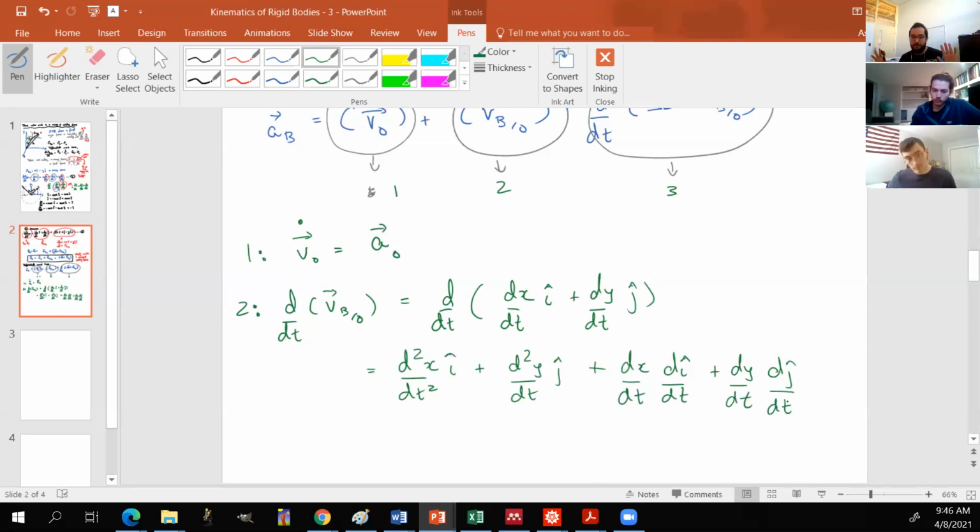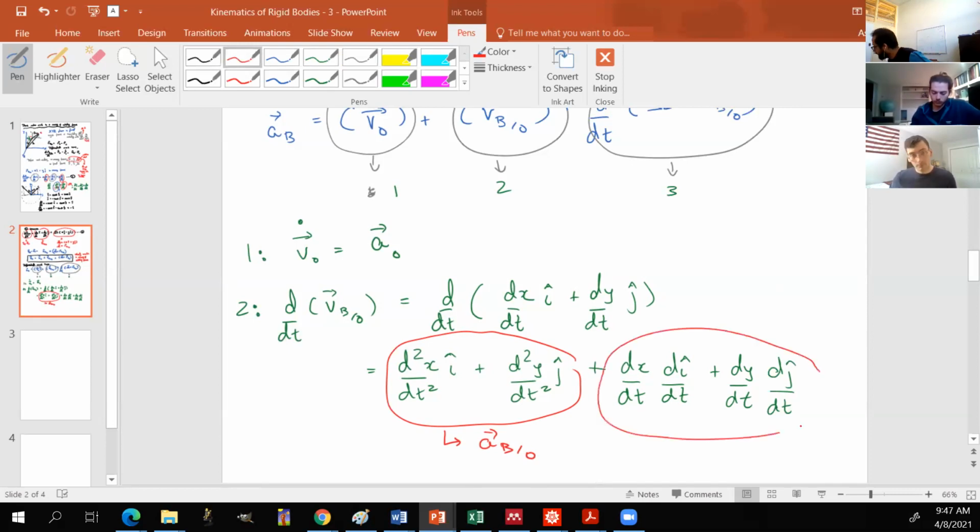Are you guys with me? Is that d2i over dt, with dt squared in the denominator? That's right, thanks. Now, this term here is nothing but the acceleration of B with respect to O. It's just the rate of change of those points with respect to time twice. So that's the absolute acceleration of B with respect to O.